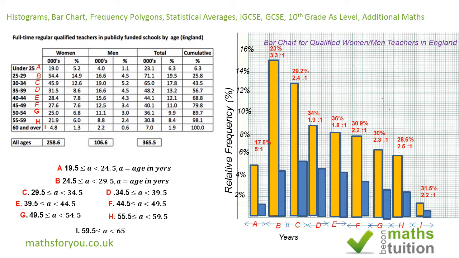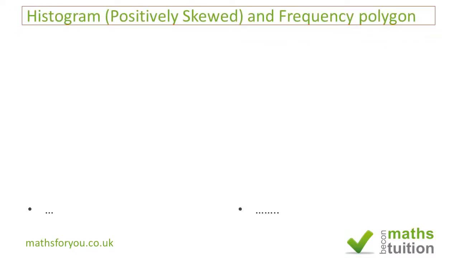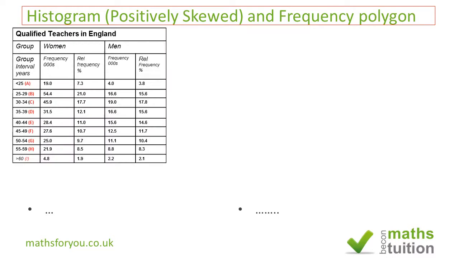Now, I hope all that made some sense. Next slide. Right, now on this slide, we're looking at histogram and frequency polygon. Now, in the previous slide, we looked at bar charts, okay? Now, in a histogram, there are no gaps between the rectangles, whereas in the bar chart, there are gaps, okay? Now, this is what we've got here.